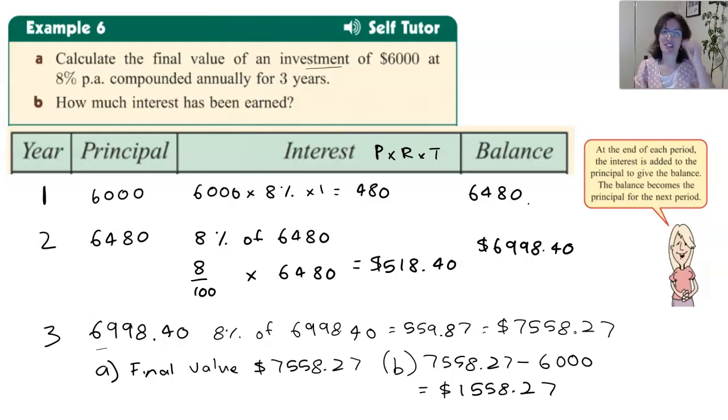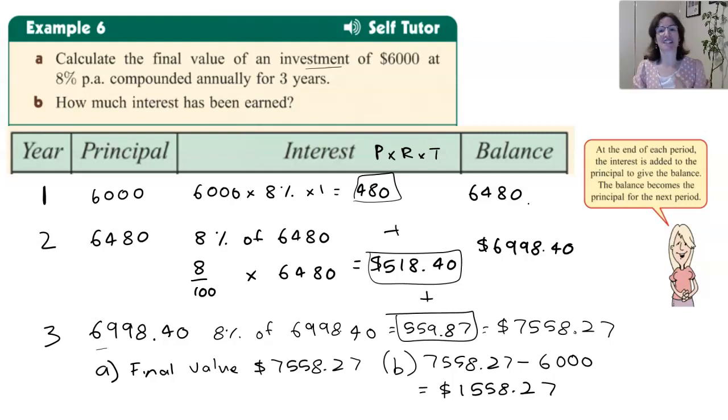Another way, can you think of another way that you could have perhaps worked that out? How much interest was earned in each of the 3 years? Here was the first year interest amount, here was the second year, here was the third. If you add all 3, you would come to this same amount as well, and you might do that to double check.